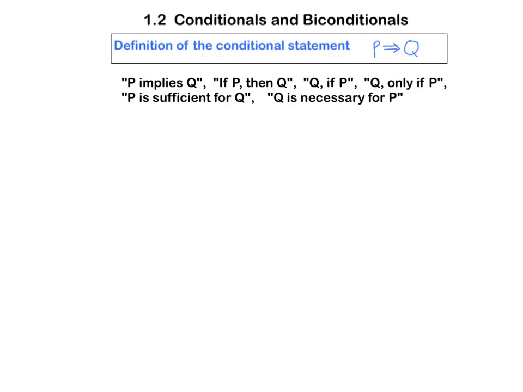We want to understand what should be the truth table for P implies Q. In other words, we want to know its truth value as a function of the truth values of P and Q. There are four possible choices. P is true and Q is true. P is true and Q is false. P is false and Q is true. And P is false and Q is false. What should be the truth value of P implies Q for each of these cases?